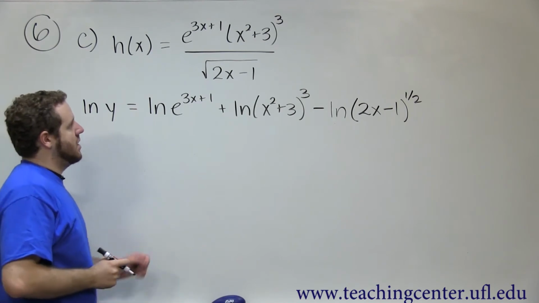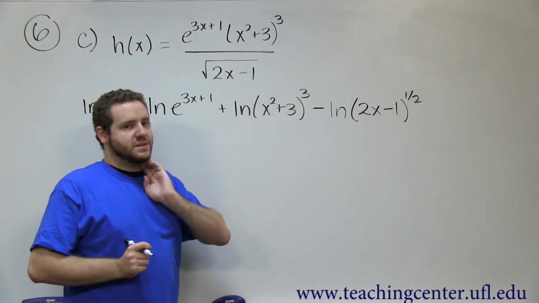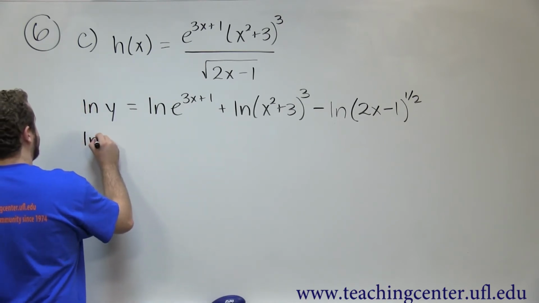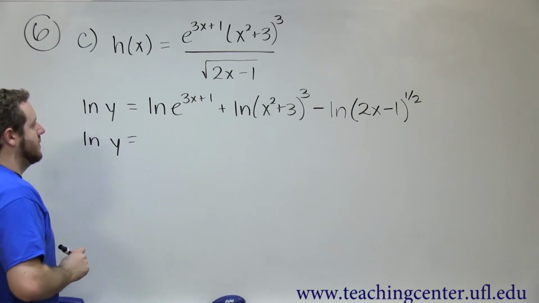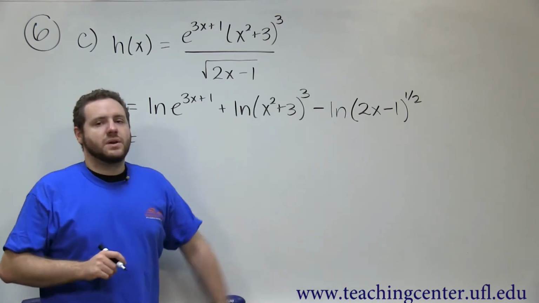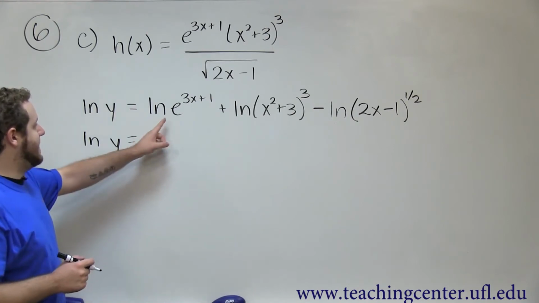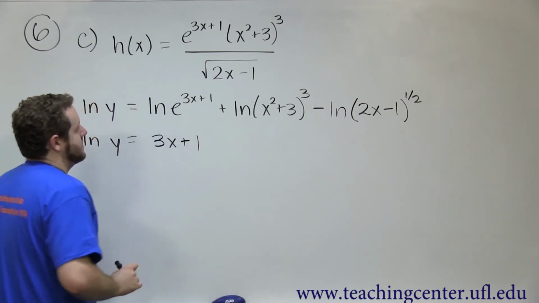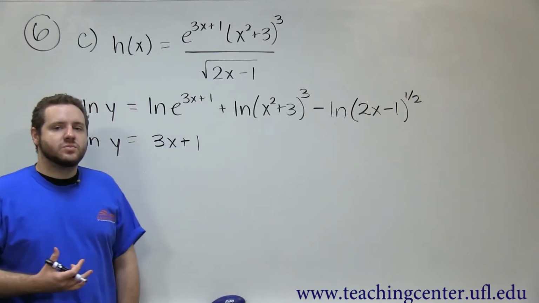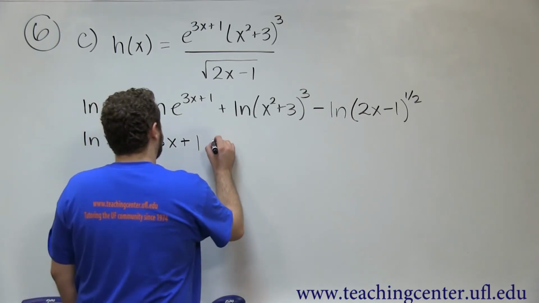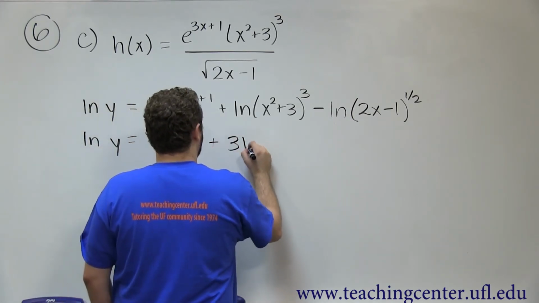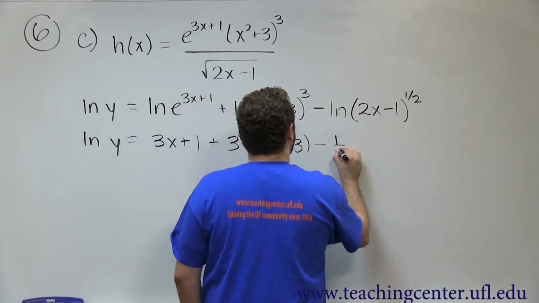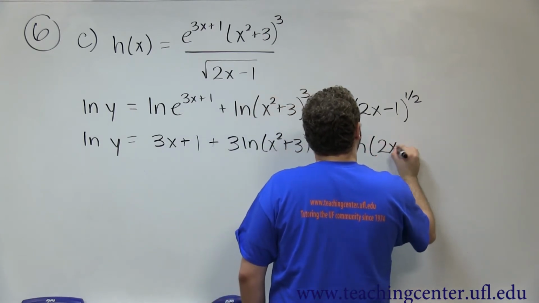So by doing the natural log, we're able to break up all of these things because of our log rules. Now, before we do the derivative, we can apply other log rules to these by using the powers. In this case, ln of e to the 3x plus 1 is just going to be 3x plus 1, because when you bring the power down, ln of e is just 1. Here we can bring the power down and it becomes 3 ln of x squared plus 3. And here we can bring the 1/2 down and it becomes minus 1/2 ln of 2x minus 1.